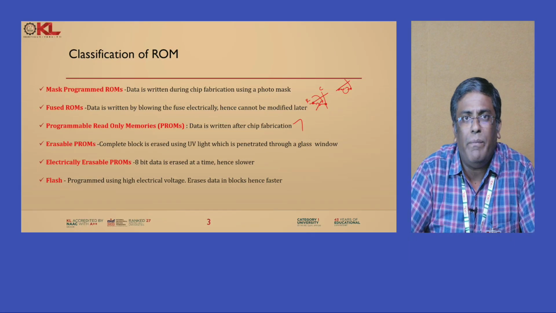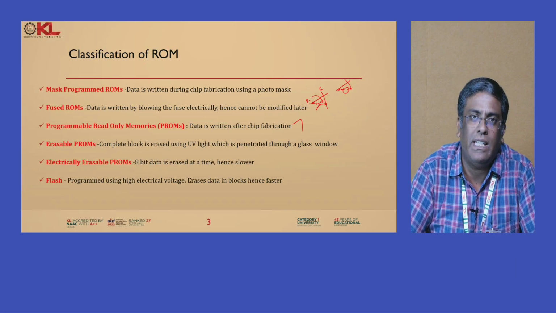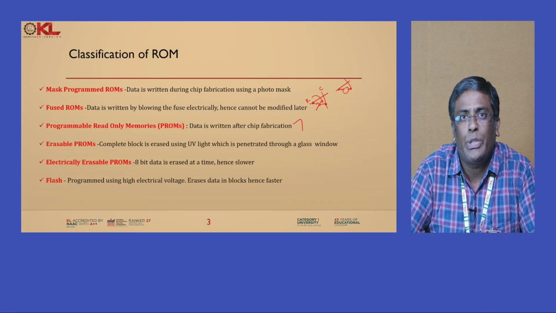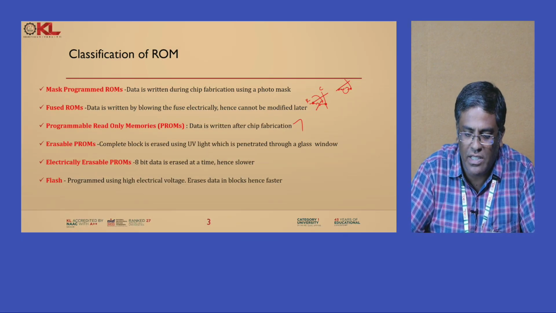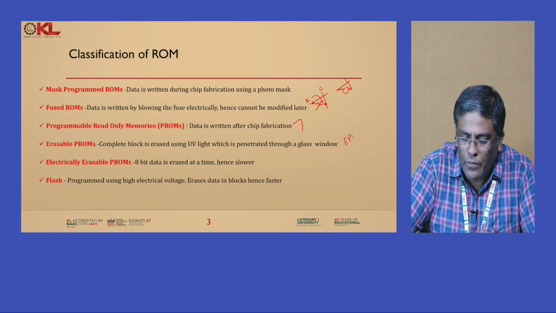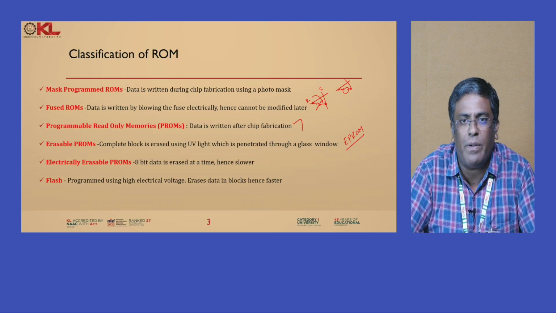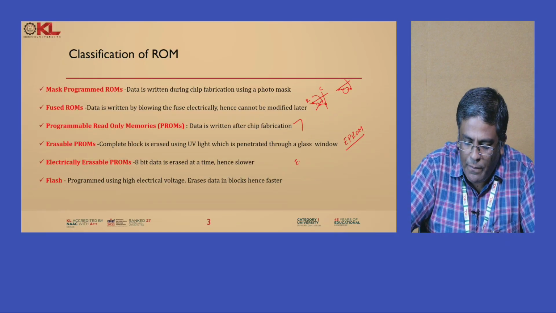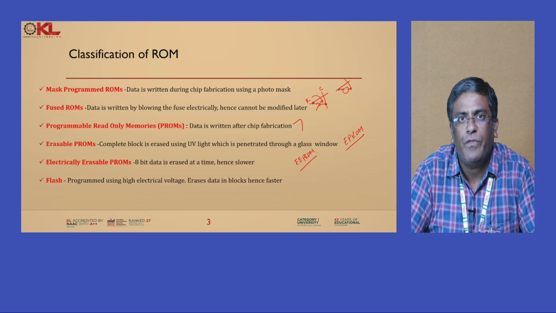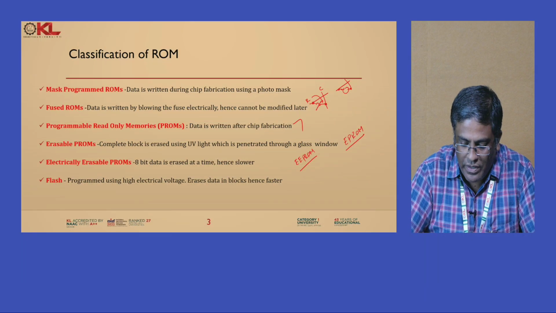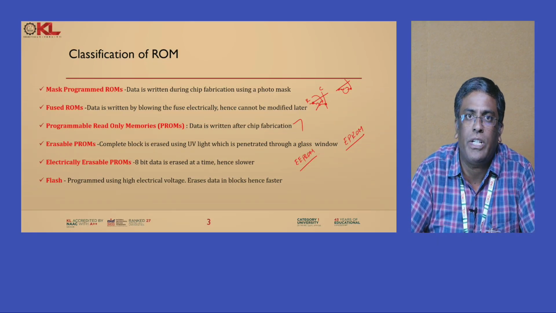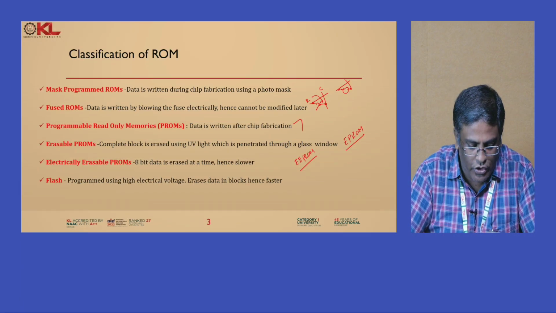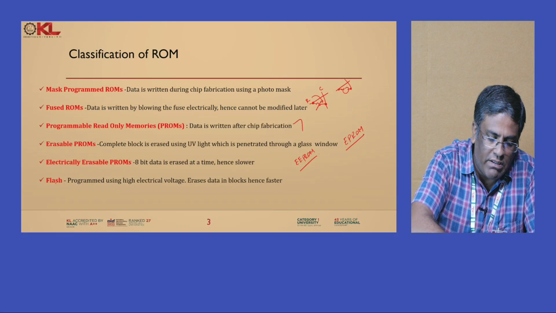Here we make use of UV light rays for erasing the data stored on the PROM architecture. That is the reason why we call it erasable PROM, in short form EPROM. And followed by we have developed EEPROM, that is electrically erasable programmable read-only memory. That means instead of UV rays, we can make use of high or low electrical signals through which we can erase the data available on the memory. So that is possible.